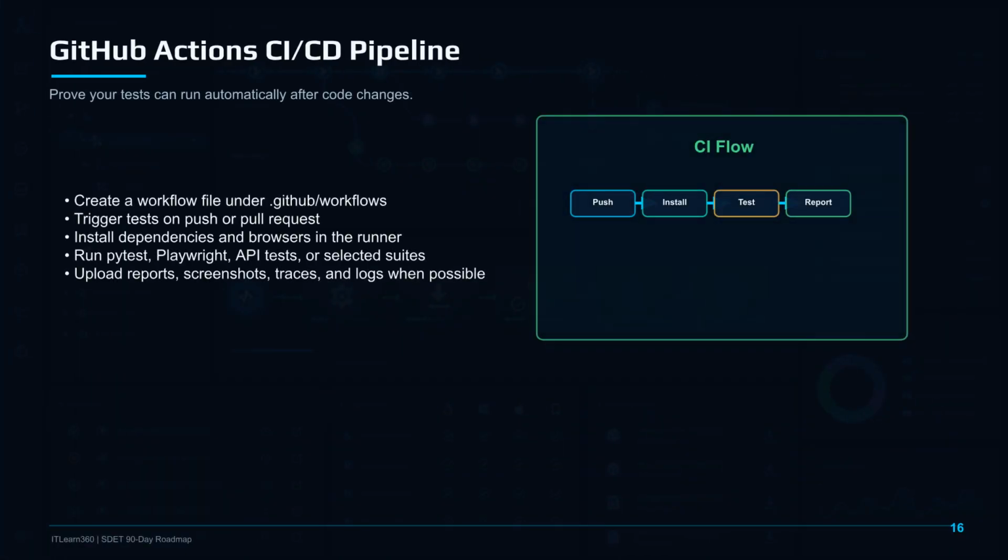Now let us look at the GitHub Actions CI/CD pipeline. A strong portfolio should prove that your tests can run automatically after code changes. In GitHub Actions, you create a workflow file under the .github workflows folder. The workflow can trigger when code is pushed or when a pull request is opened. The pipeline may check out the repository, install Python dependencies, install browser dependencies, run Pytest or Playwright tests, and upload reports, screenshots, traces, or logs.